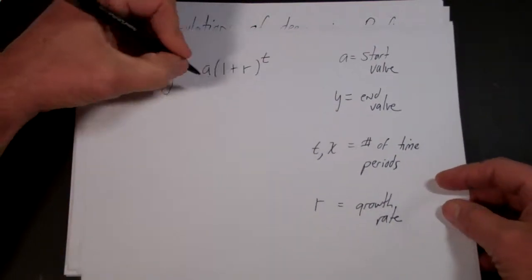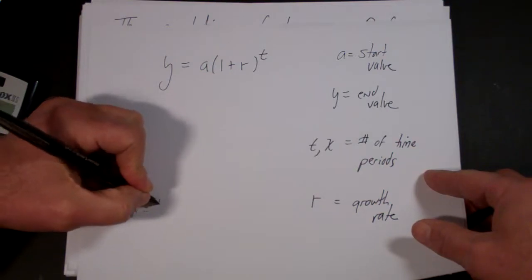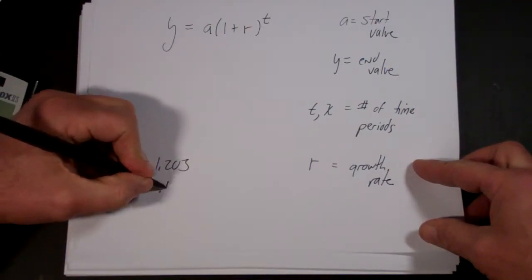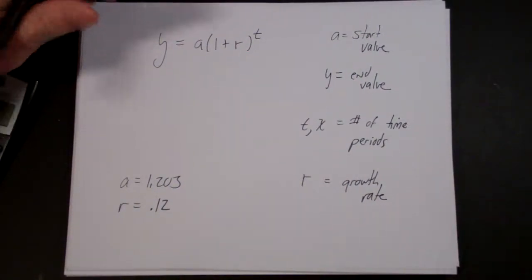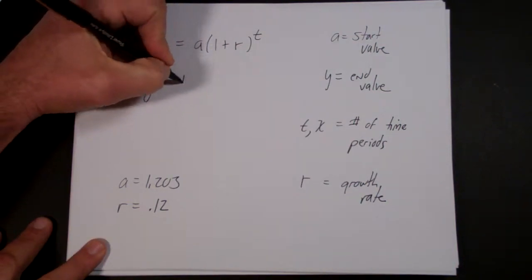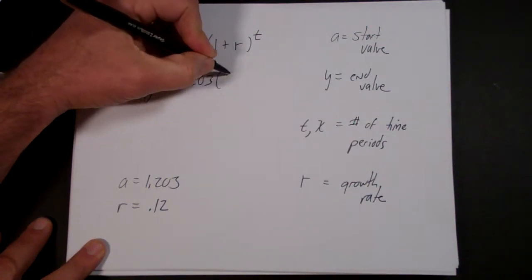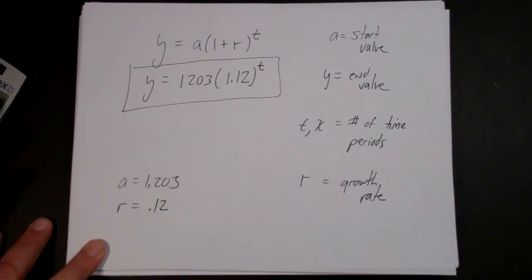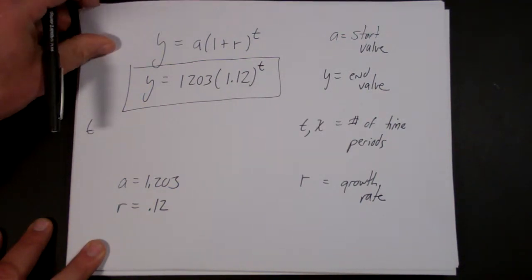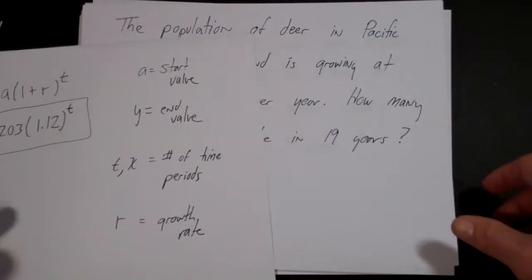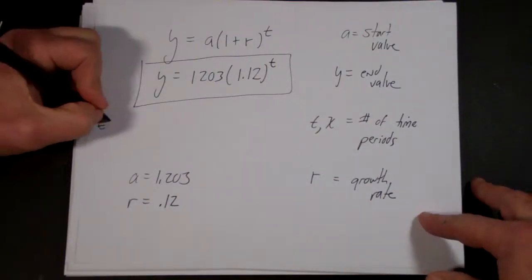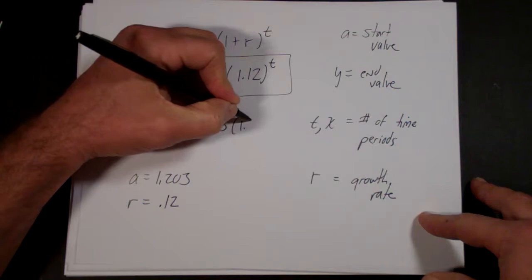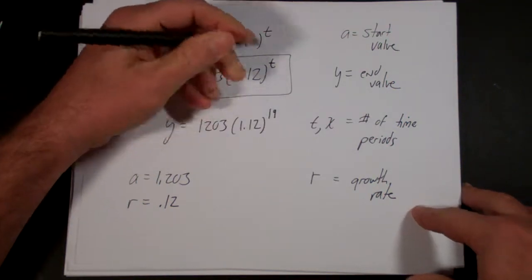In this case, the initial value is 1,203, so a is equal to 1,203. And the growth rate is 12%, so r is 0.12. So the formula that you're going to use is y is equal to 1,203 times 1.12 raised to t. And then in this case, we're going to use it after how many years? In this case, it's 19 years, so t is equal to 19. So you're going to have y is equal to 1,203 times 1.12 raised to the 19.